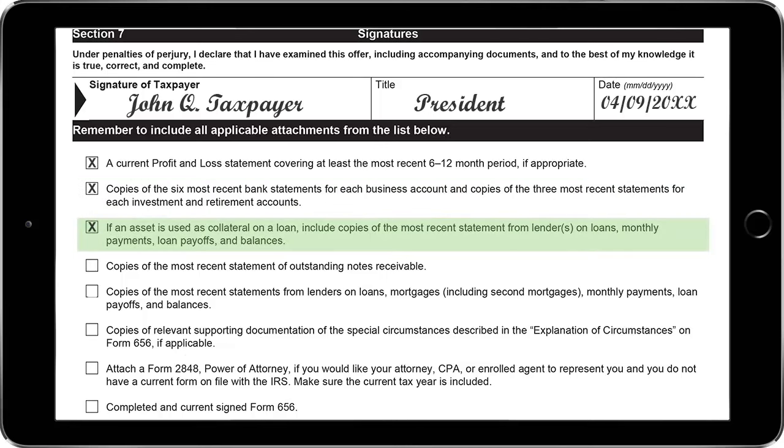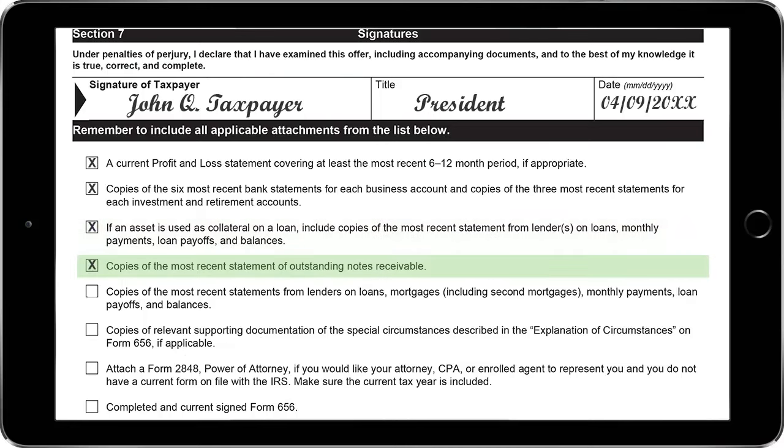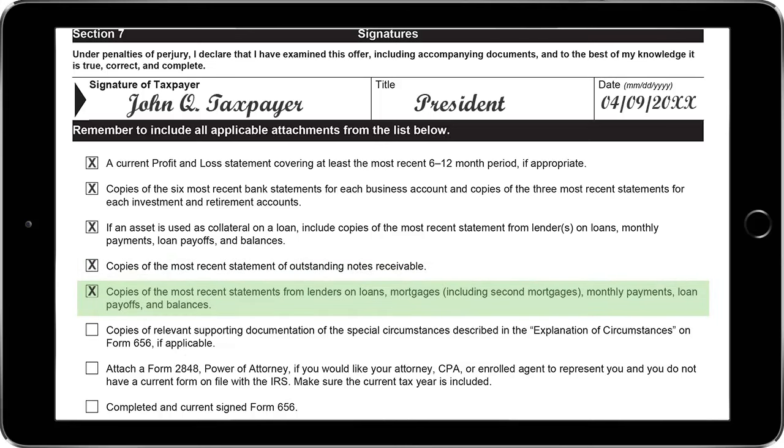If an asset is to be used as collateral in a loan, include copies of the most recent statement from lenders on loans, monthly payments, loan payoffs, and balances. Copies of the most recent statement of outstanding notes receivable. Copies of the most recent statements from lenders on loans and mortgages, including second mortgages, monthly payments, loan payoffs, and balances.